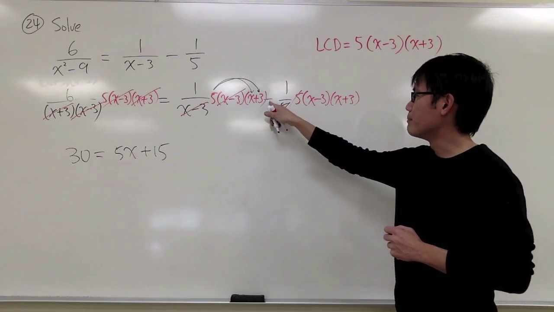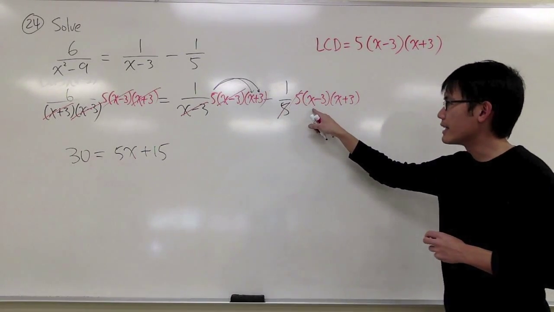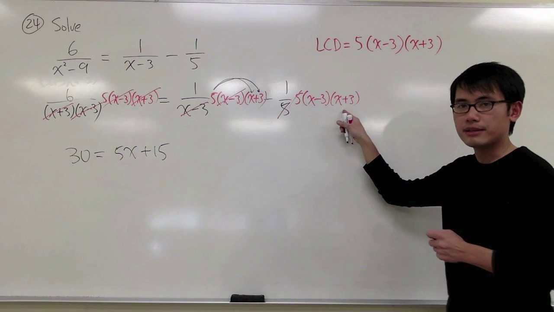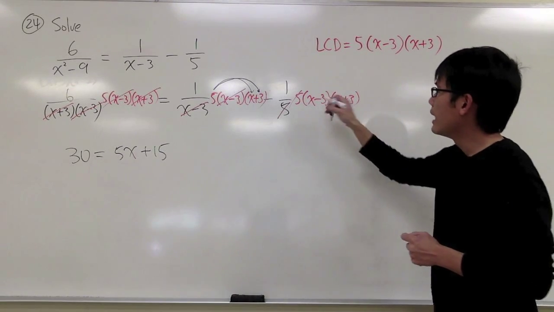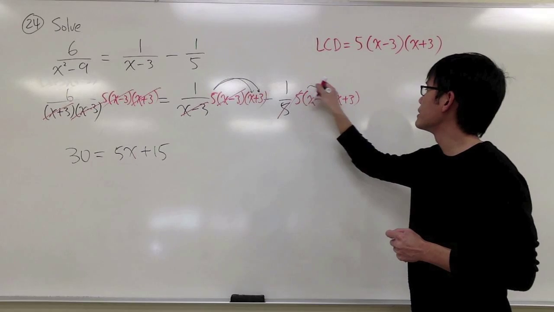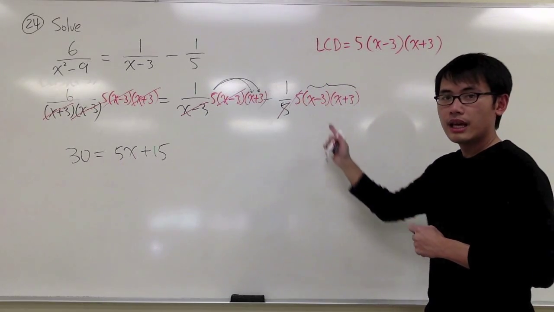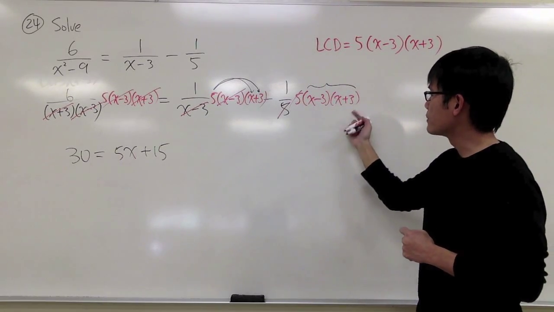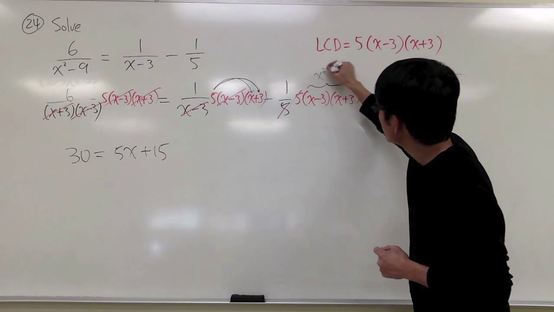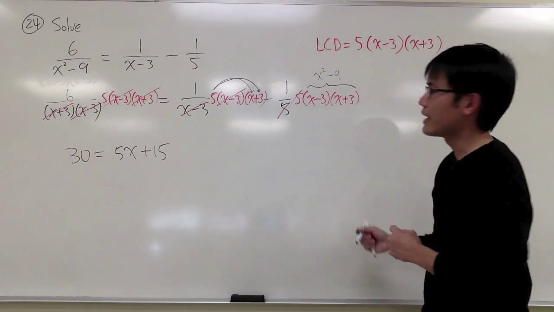And I'm going to have minus 1 times x minus 3 and x plus 3. Okay? Let me multiply this out first. Let me just do it right here. X minus 3 times x plus 3. It's a nice product. It will be x squared minus 9.